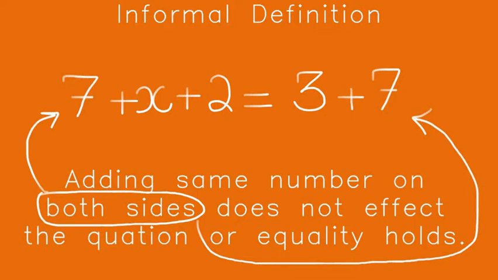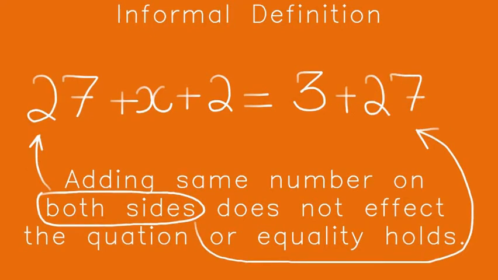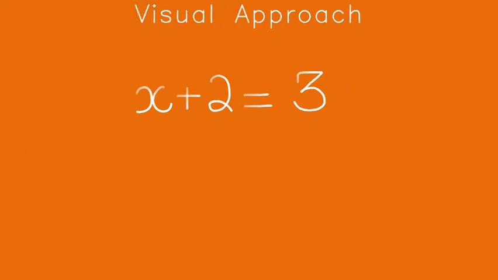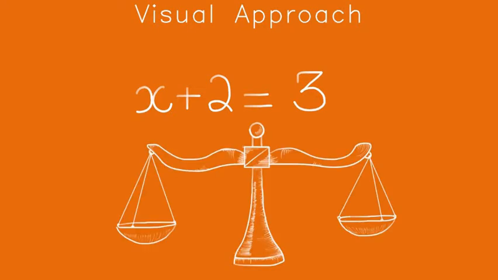Now, you can also add another number. Let's say you want to add 7. You can add 7, but you have to add 7s on both sides. You can't just add 7 on the left hand side and 2 on the right hand side. That will ruin the balance of this equation. Now, let's say you just want to add 27. You can do that, but again, whatever number you want to add, you have to add it on both sides.